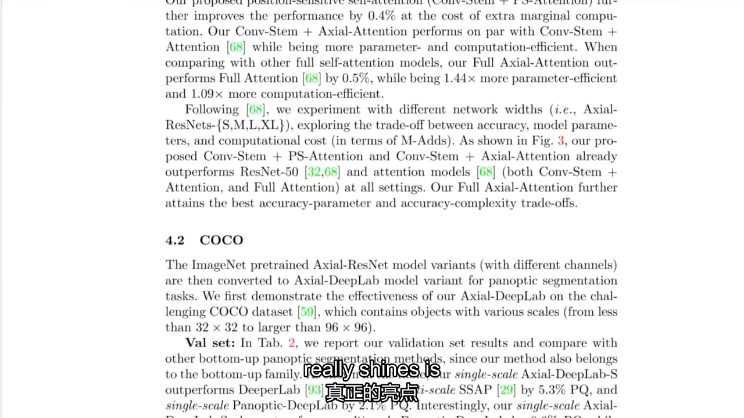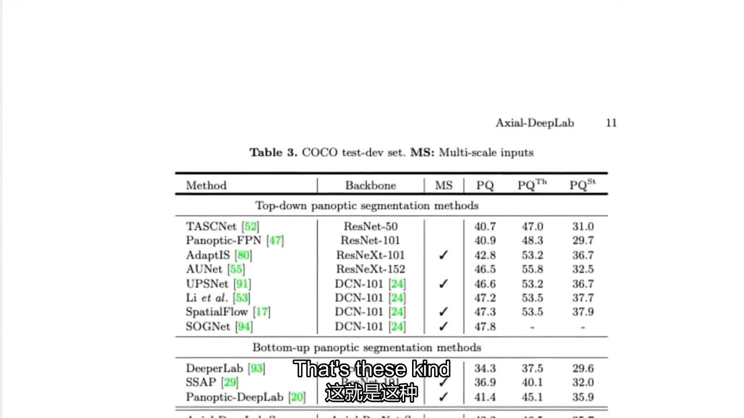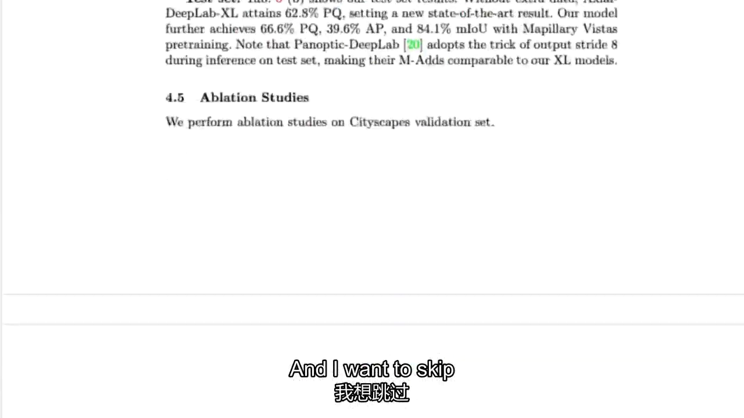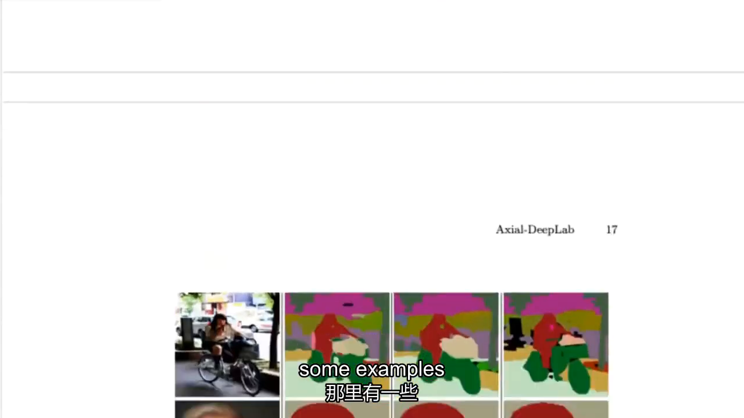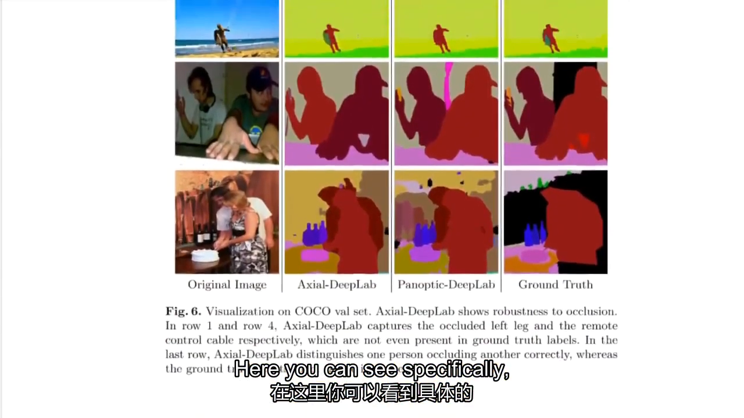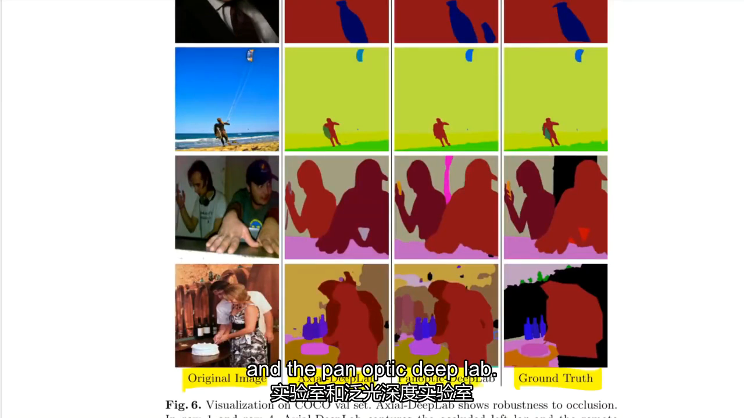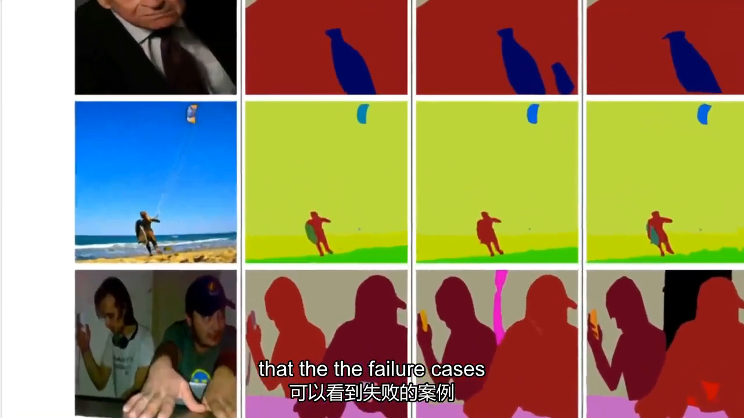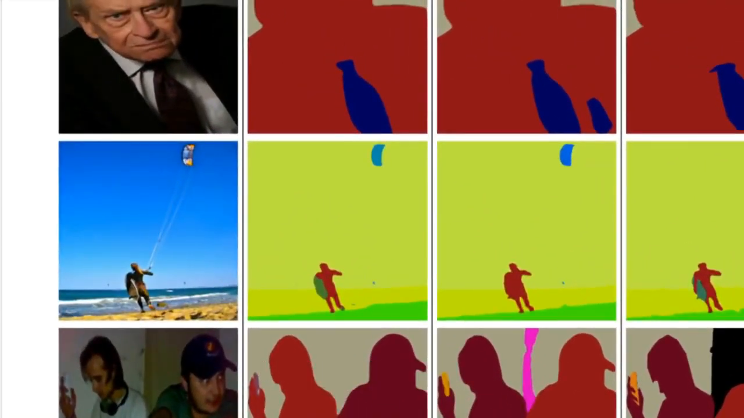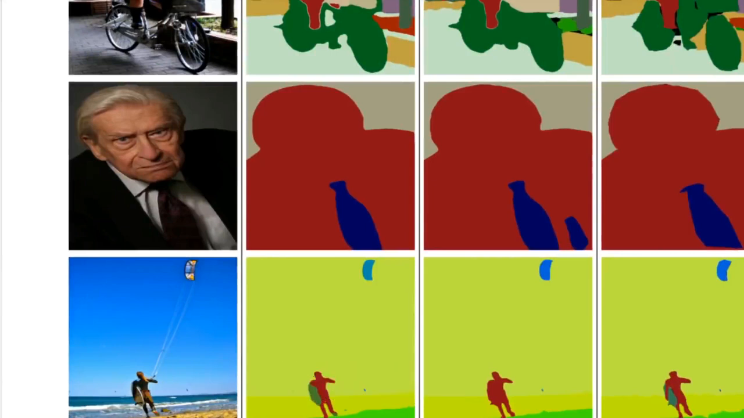So where this model really shines is where you really have to make long-range connections between pixels, and that's these kind of segmentation tasks. I want to skip the tables right here, they're best in everything, and go to the appendix where they have some examples of this. So here you can see specifically, this is the original image. You have a ground truth, and you have the differences between their model, this Axial-DeepLab, and the Panoptic-DeepLab. That is a baseline for them. And you can see that the failure cases here show how the Axial-DeepLab is better.